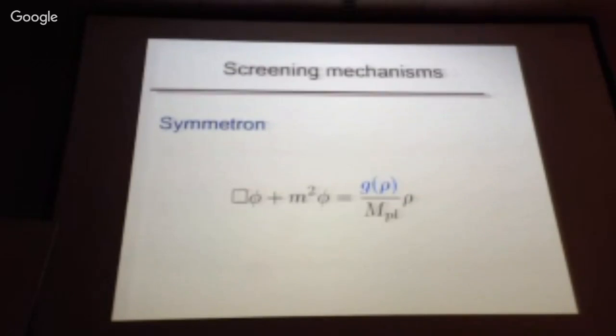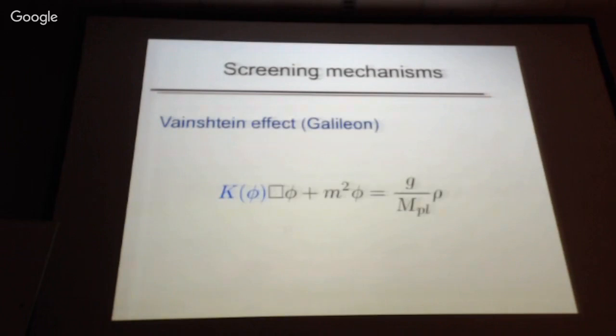The second option is the strength of how it interacts with normal matter. I can also change it according to the environment, and that's what is called the symmetron mechanism. Finally, what I can also do is modify the kinetic term, and that's what is called the Vainshtein mechanism, or a good realization of that is what is called the Galilean field.